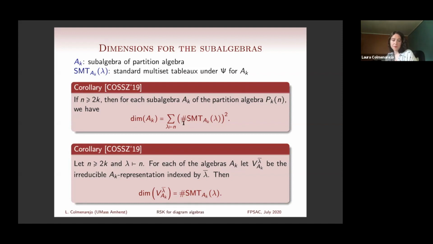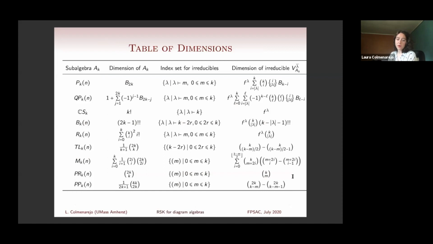And if I had more time, we could also use a branching rule result to give the dimension of the irreducible representation associated to each of the subalgebras. So here A sub k is the subalgebra, and SMT with A sub k as a subindex is the standard multiset tableaux for each of the subalgebras. These two results give us the enumerative result associated to the RSK algorithm that I just described. And this table of dimensions keeps all the information of the subalgebras, the dimensions, the index set of the irreducibles, and the dimension of the irreducibles.